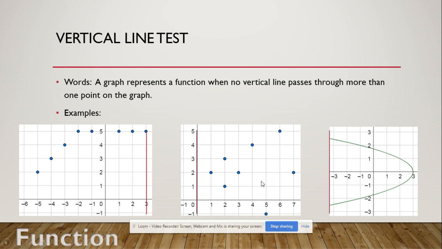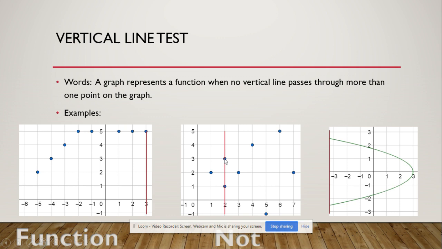In this next one, however, as we move this vertical line across, we reach this point where the vertical line does cross two dots. What that means is that the input where x equals 2 has two different outputs, a 1 and a 3.